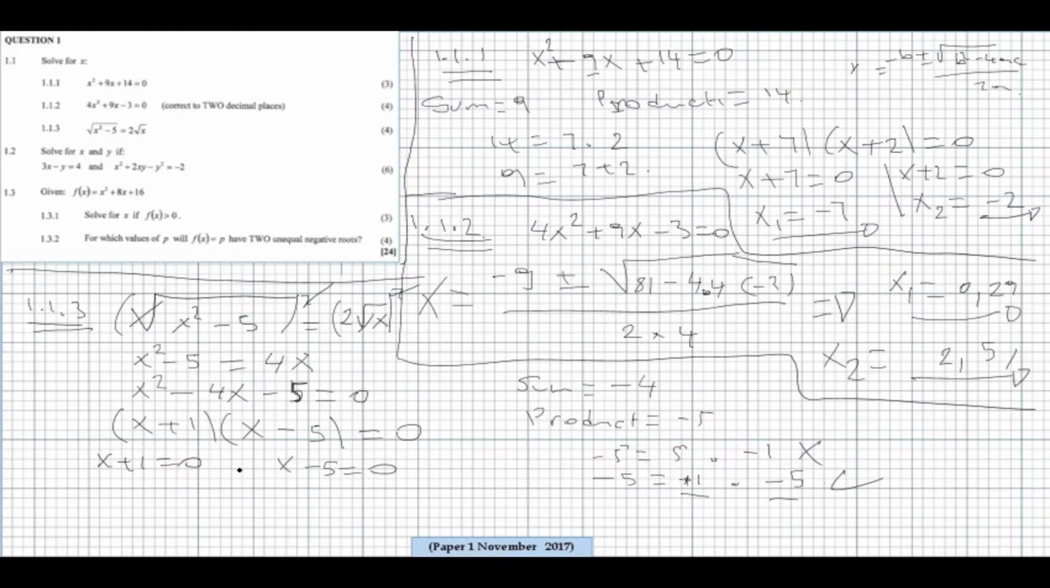I'm gonna solve each equation separately. So I have x1, which is gonna be equal to negative 1. I bring 1 to the right hand side, and then I have x2, which is equal to positive 5. So these are my two values of x. So we have x1 and x2.